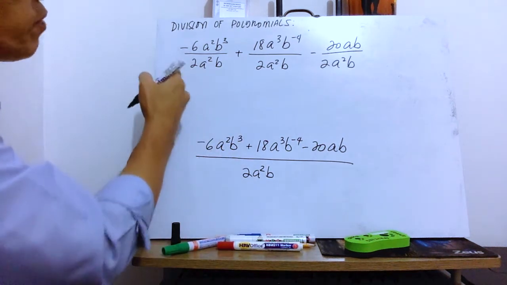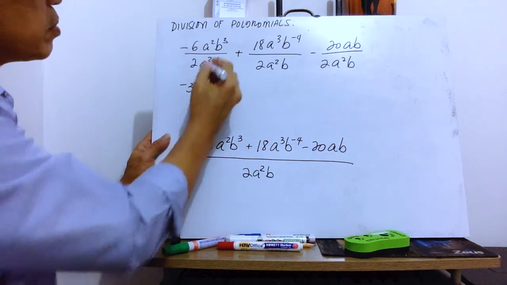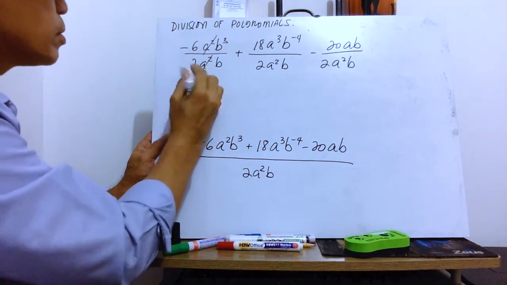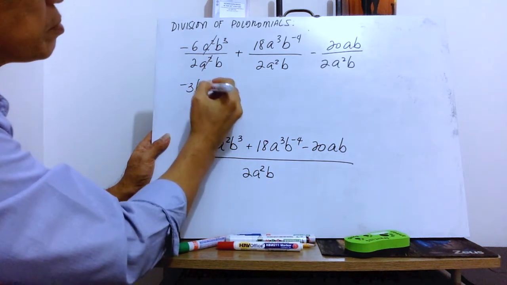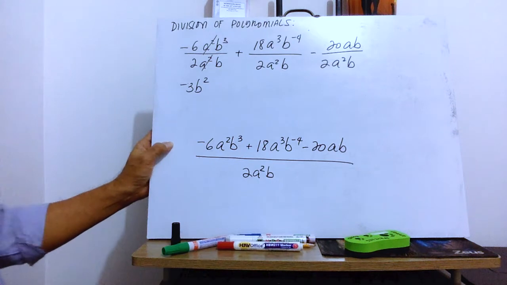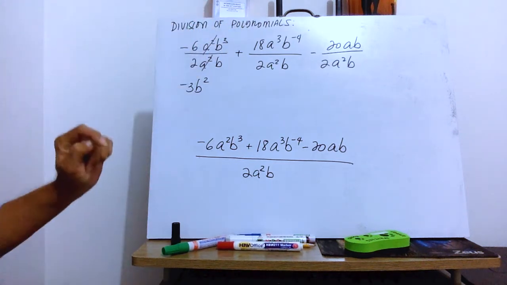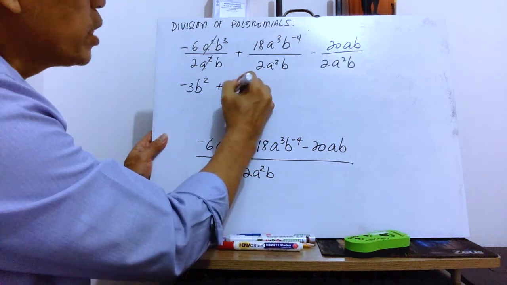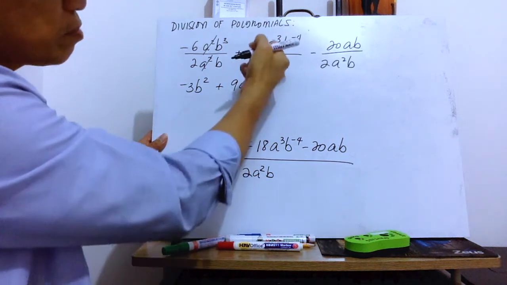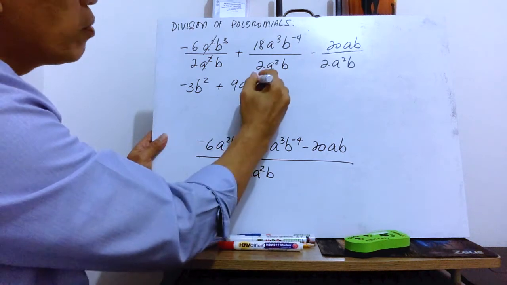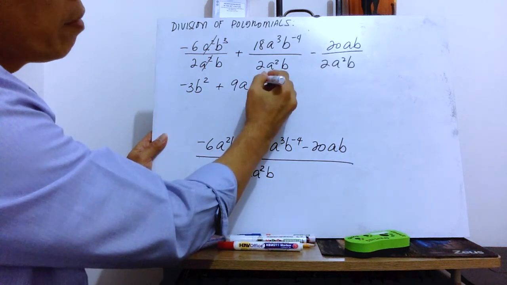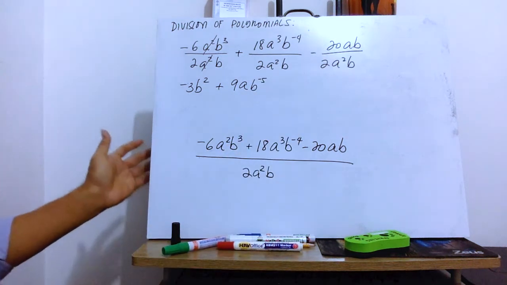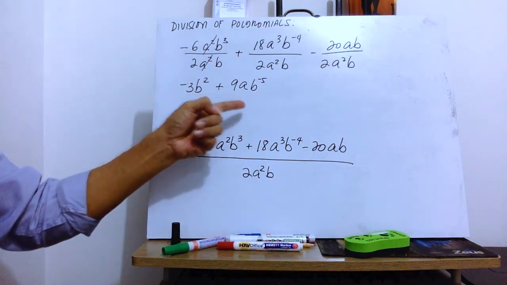So negative 6 divided by 2 is negative 3. The a squared cancels out. And then this is b squared, right? 3 minus 1 is 2. Okay. Plus 18 divided by 2, that's 9. a, 3 minus 2 is 1. And then b raised to negative 5.